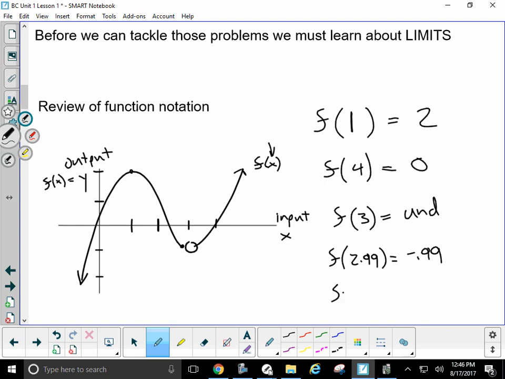I could go to the right of it at, say, 3.001 and see that we're probably close to that value of -1. But again, at 3, we don't have a function value. It's undefined. Okay? So, inputs and outputs.